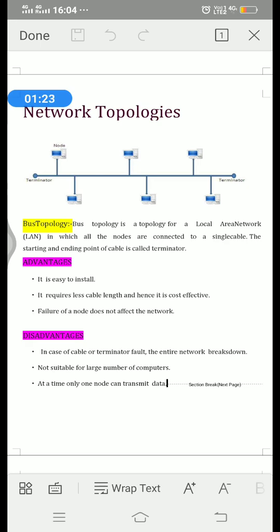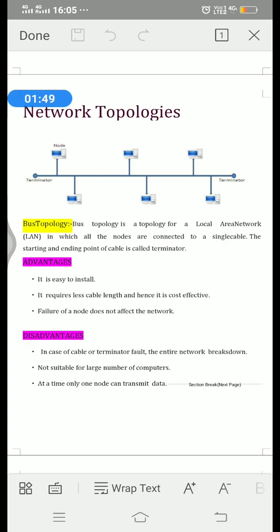Yes, what is bus topology? Bus topology is a topology for local area network in which all the nodes are connected to a single cable. The starting and ending point of the cable is called terminator. Fine. Each computer is connected to this backbone with a small cable.